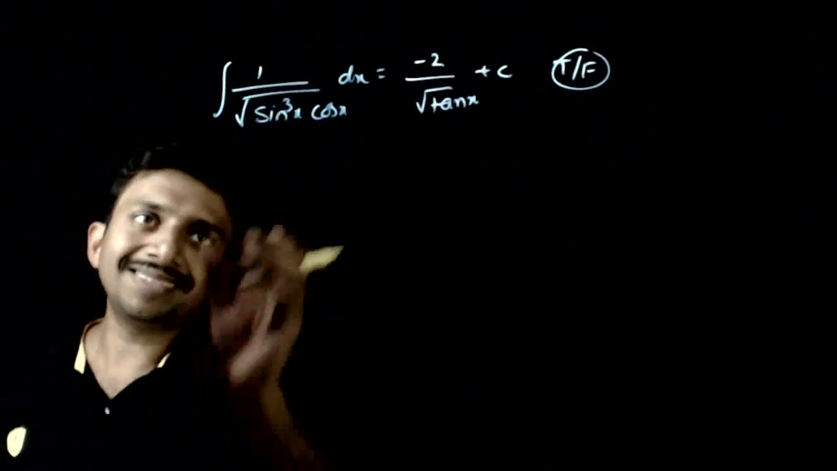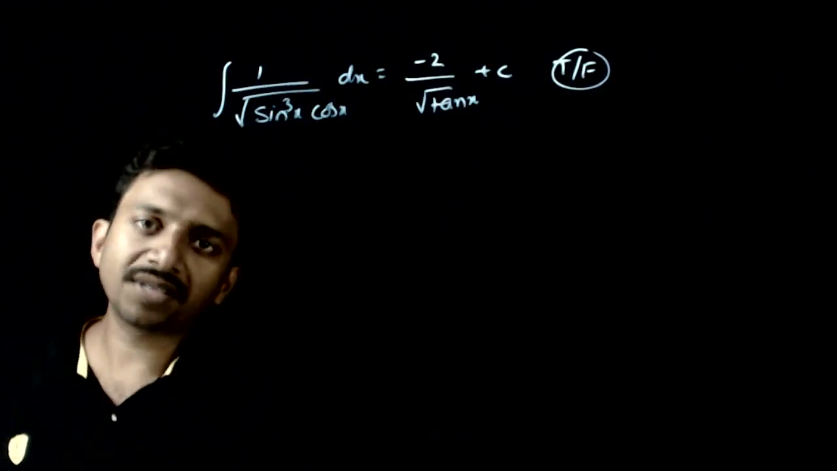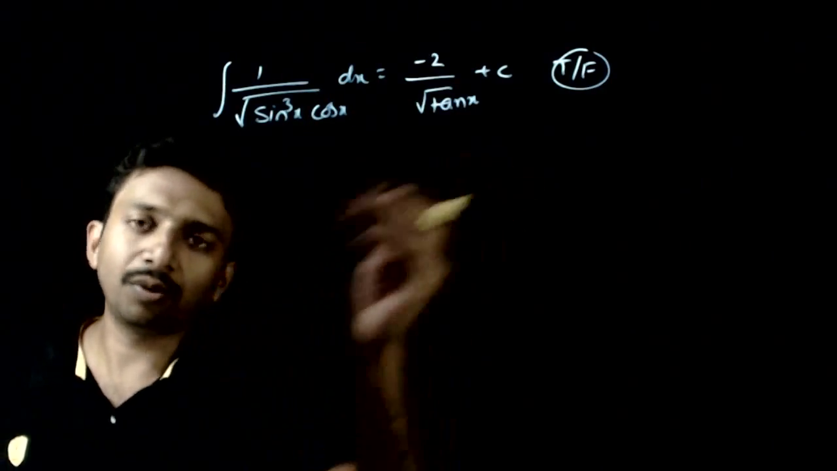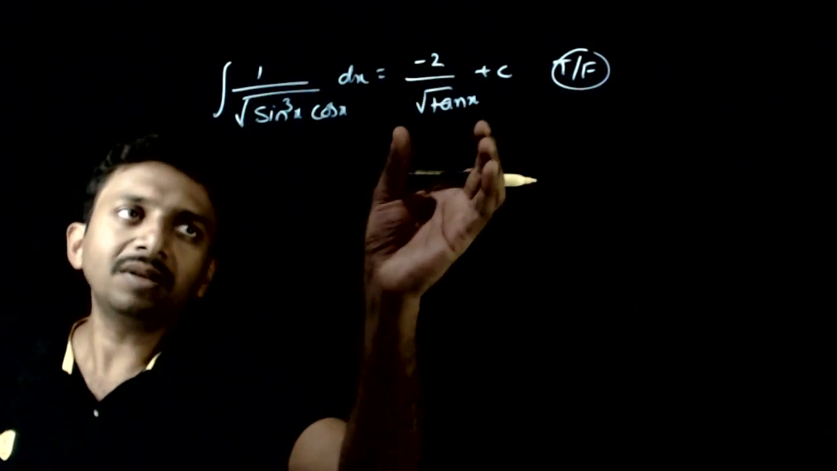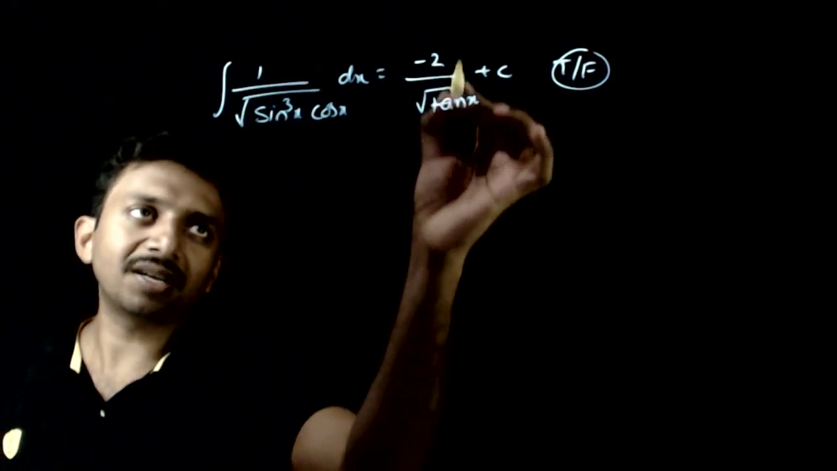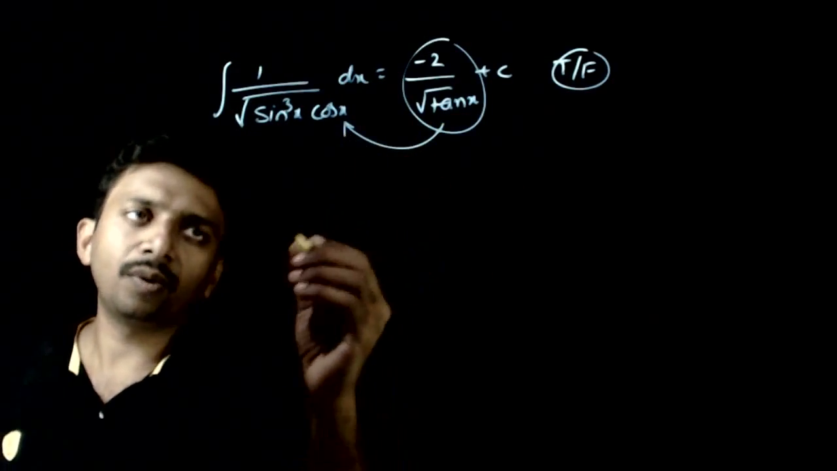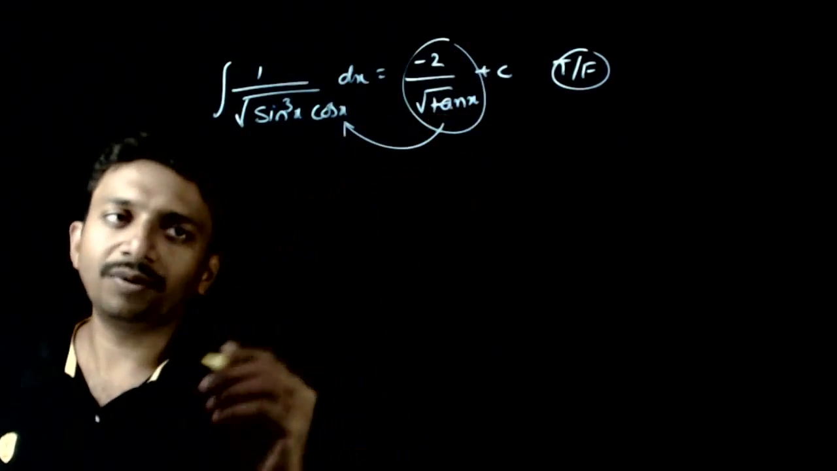So the next statement is integration of 1 by root of sin cube x cos x is minus 2 by root tan x plus c. Is it true or false? But we will do this also by the reverse method. If this is true, then differentiating it should give this. So what is the differentiation of minus 2 by root tan x?